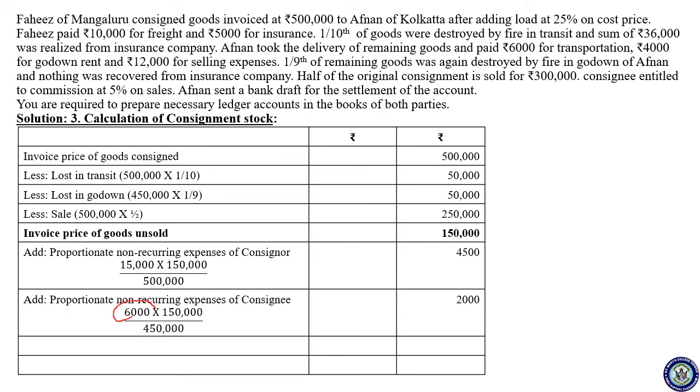Next, the consignee's only 6,000 is non-recurring, that he incurred on 4,50,000. This is very important, so please concentrate. Now it is on 4,50,000 because the consignee received 4,50,000 worth goods only. Means after 50,000 was lost in transit, he received only 4,50,000. Means he incurred on 4,50,000. So it comes to 2,000. So 1,50,000 plus 4,500 plus 2,000, you will get the consignment stock.